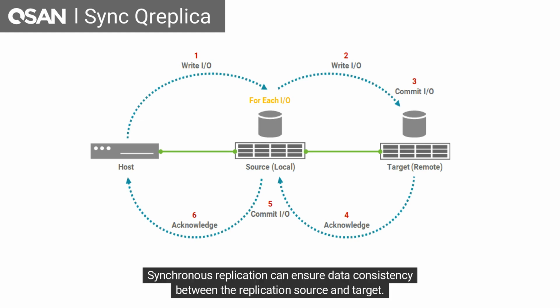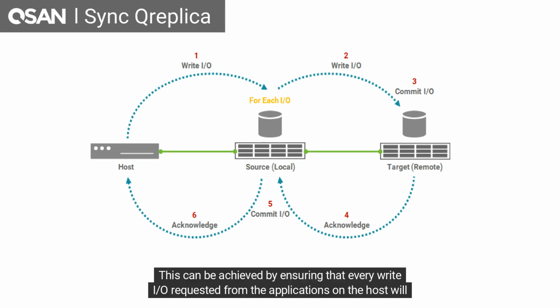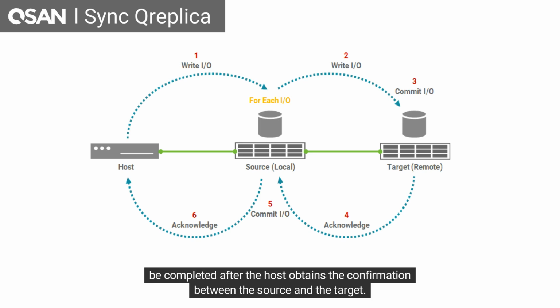Synchronous replication can ensure data consistency between the replication source and target. This can be achieved by ensuring that every write I/O requested from the applications on the host will be completed after the host obtains the confirmation between the source and the target.